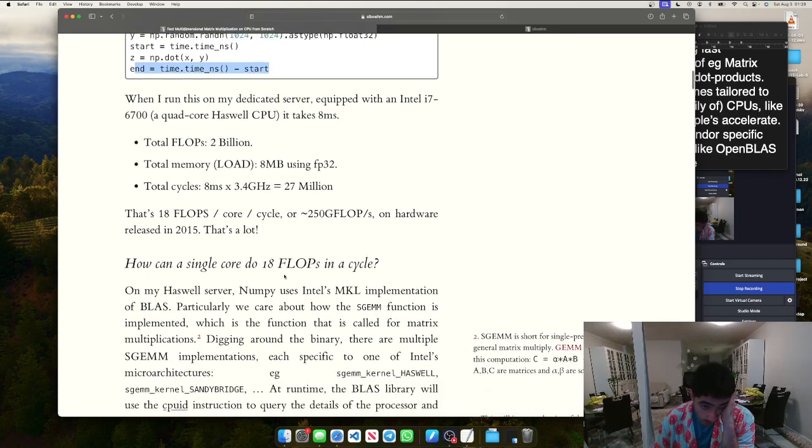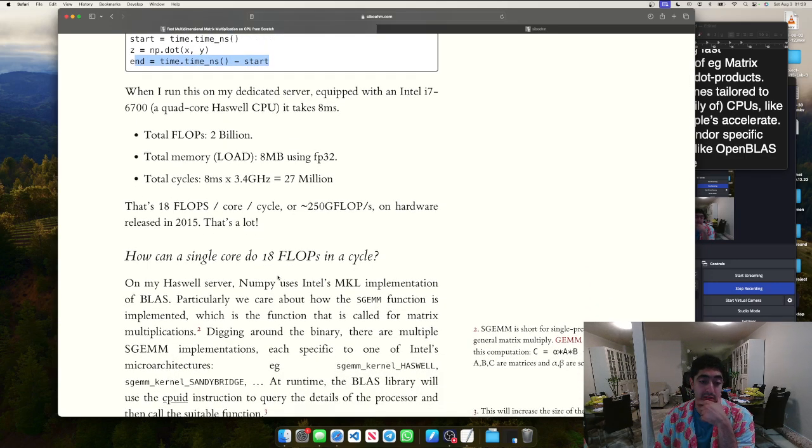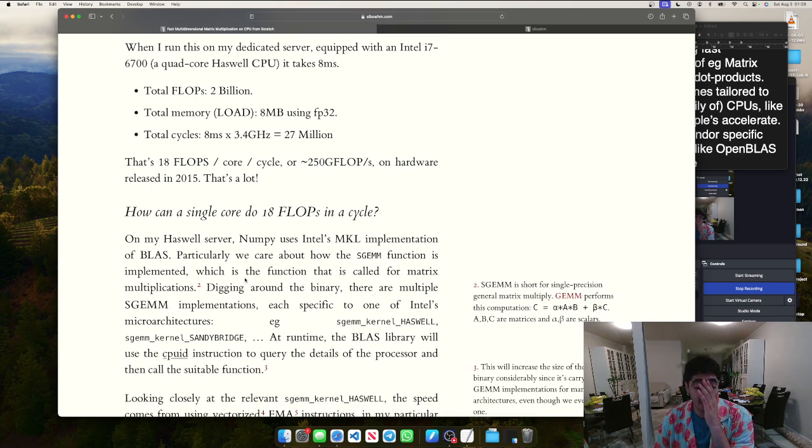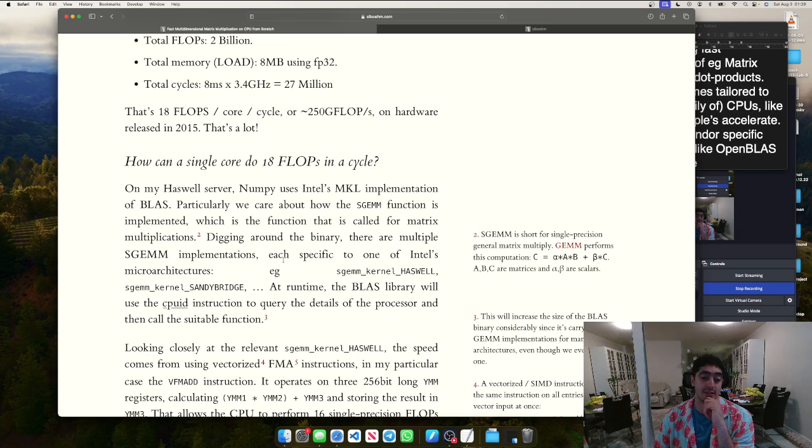Fair enough. How can a single core do 18 flops in a cycle? On my Haswell server, NumPy uses Intel's MKL implementation of BLAS. Particularly, we care about how the SGEMM function is implemented. Okay, SGEMM is short for Single Precision General Matrix Multiply. General Matrix Multiply performs this computation C equals a scalar alpha times A times B, and then plus beta scalar times C matrix.